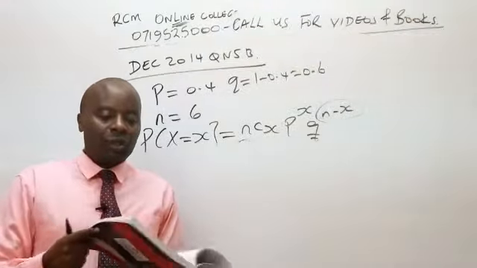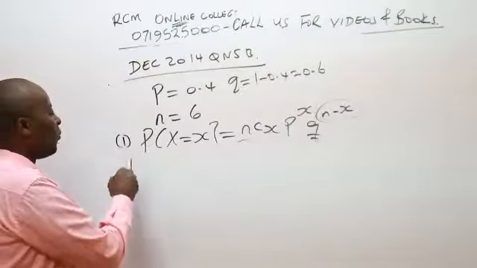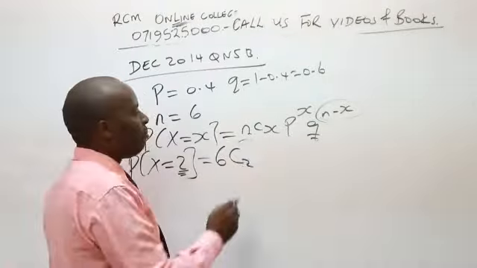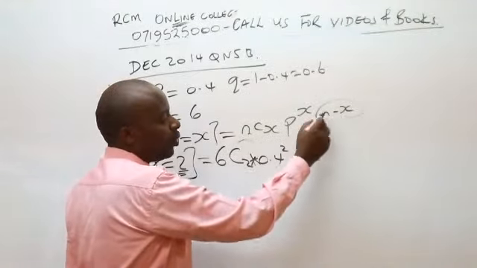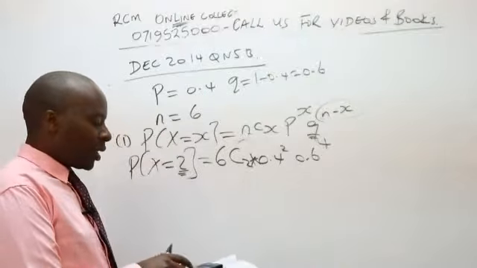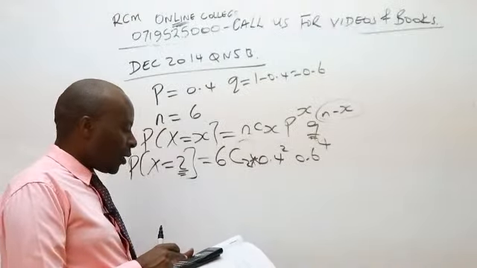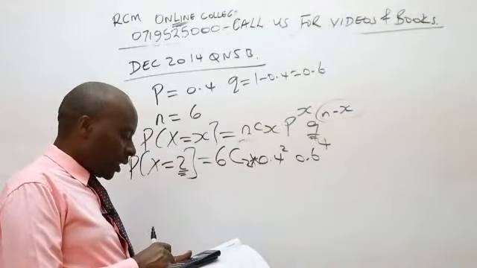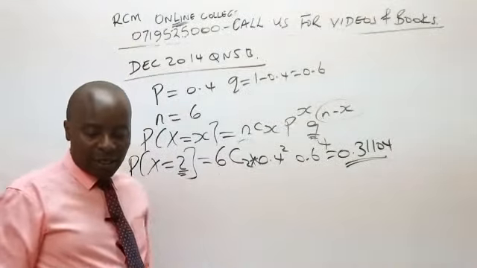Now we go to the second question, still under December 2014. Exactly 2 households were affected. So probability of X being equal to 2. N still stands, 6 combinations X, where X is 2. P, which is 0.4, raised to X, which is 2. 0.6, which is my Q, raised to the balancing power. The balancing power here will be 4, given that the 2 must add up to 6. So we have 6 combinations 2 times 0.4 raised to power 2 times 0.6 raised to power 4. At the end of the day this gives me 0.31104. That is the answer. So Roman 2, we are done with it.